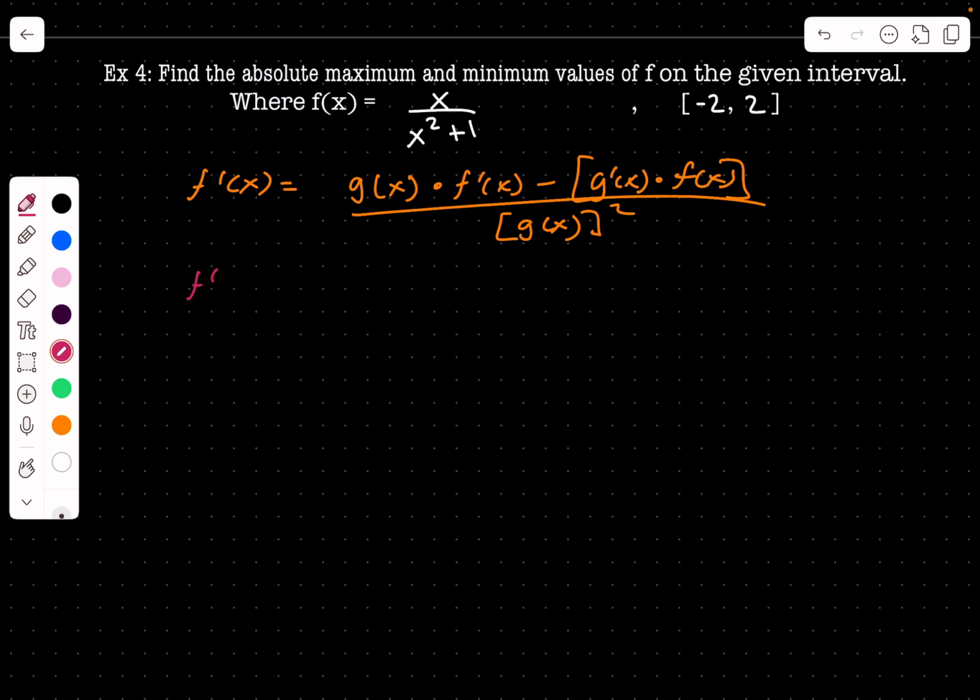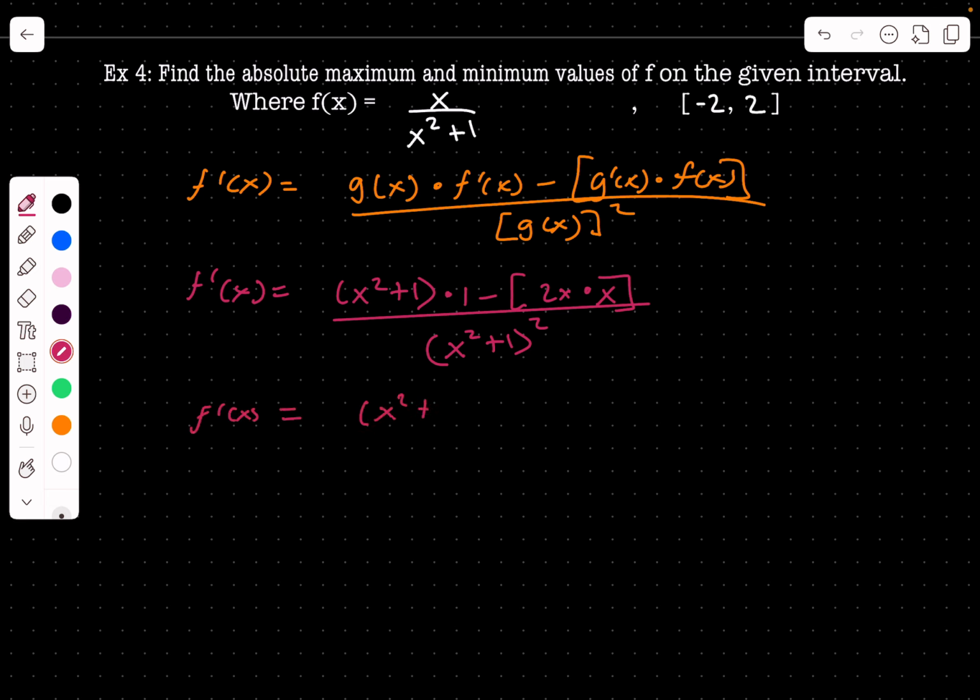Let's do our pink. So we get x squared plus 1 times the derivative of the numerator, which is just going to be 1, right? Minus the derivative of our denominator, which is 2x, times our numerator, which is just x, all over x squared plus 1 squared. Let's condense this before we set it equal to 0.